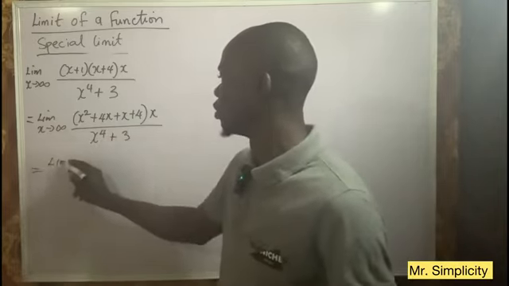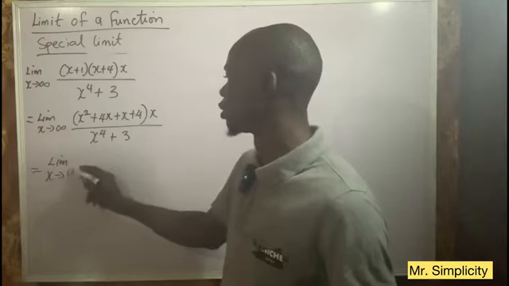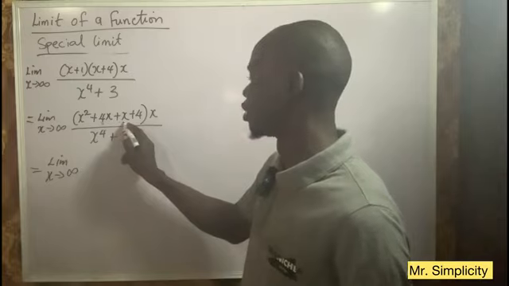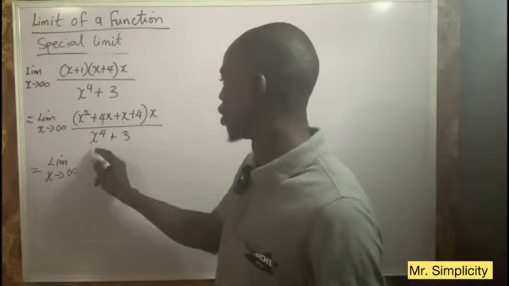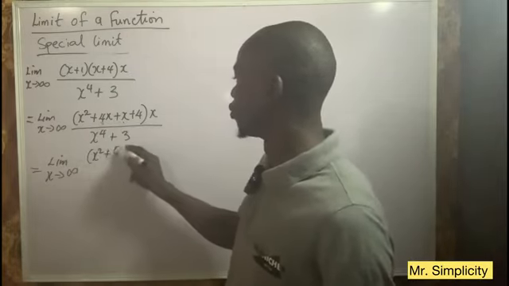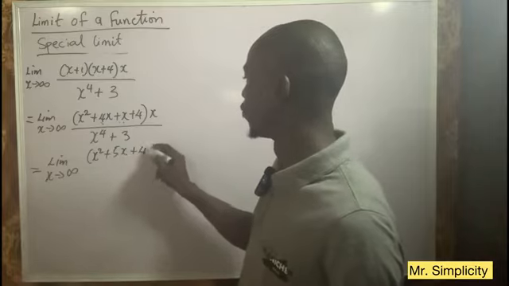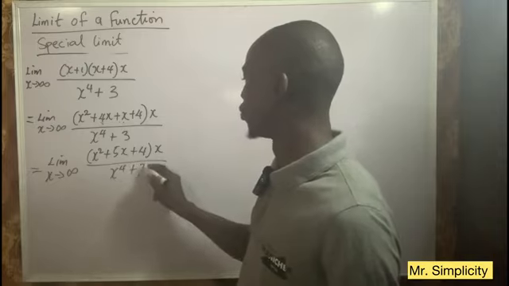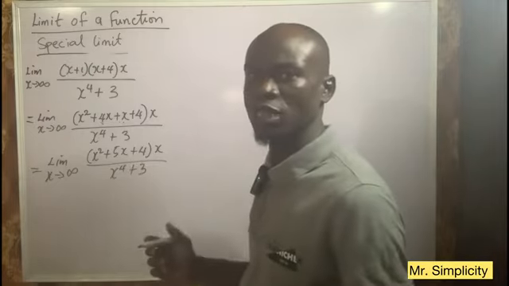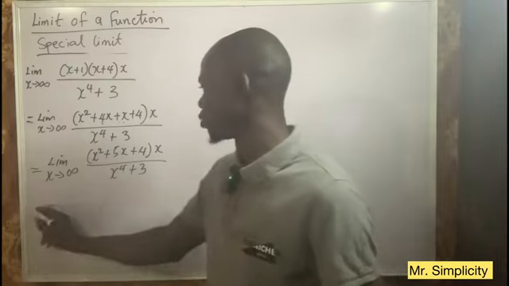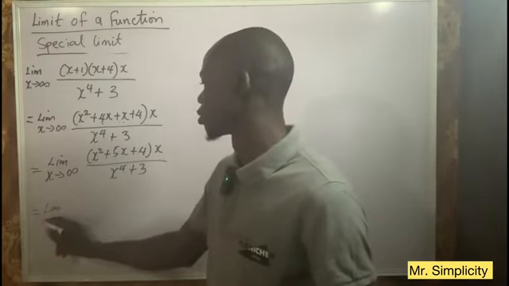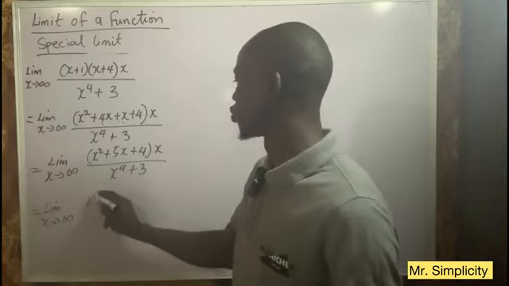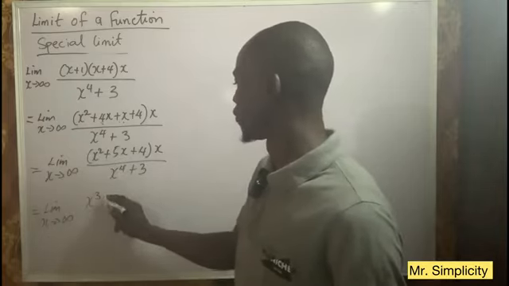Going further, I have limit as x tends to infinity. These are like terms. 4x plus x will give us 5x. So I have x squared plus 5x plus 4 times x all over x raised to power 4 plus 3. Now I can use the x outside to open up the bracket completely. So I have limit as x tends to infinity. X squared times x is x cubed. 5 times x is 5x squared.